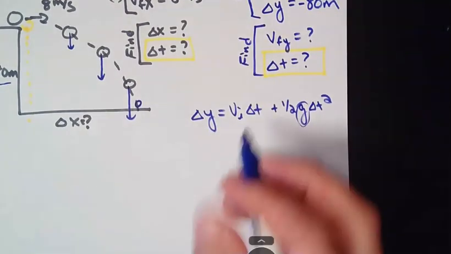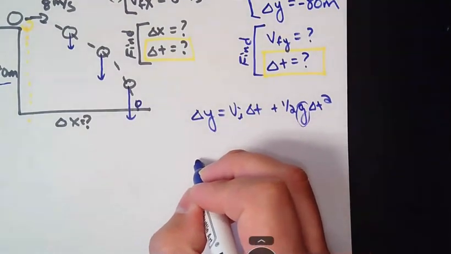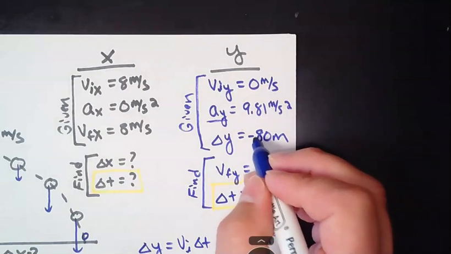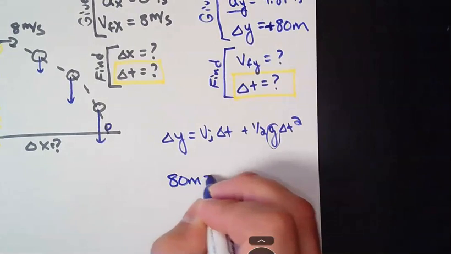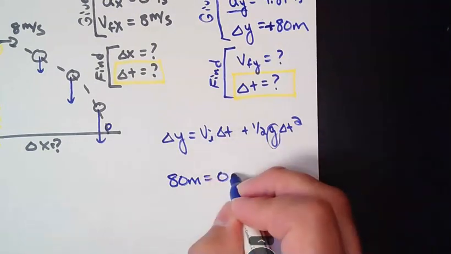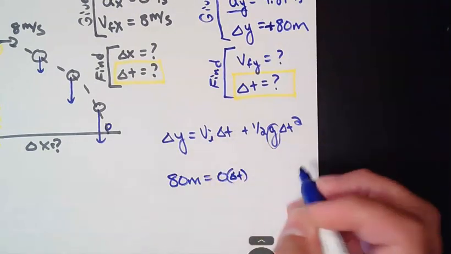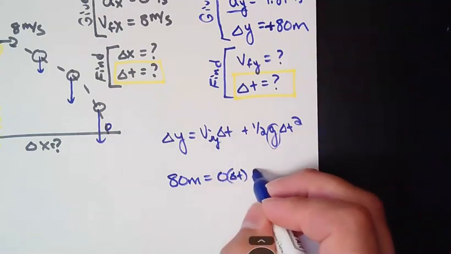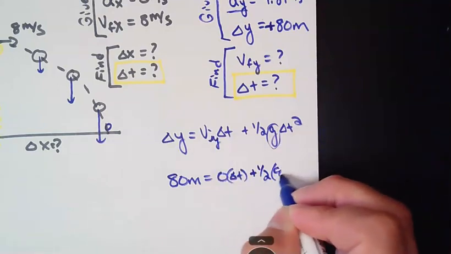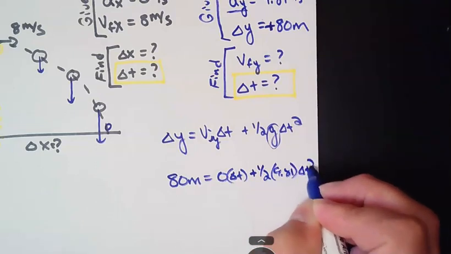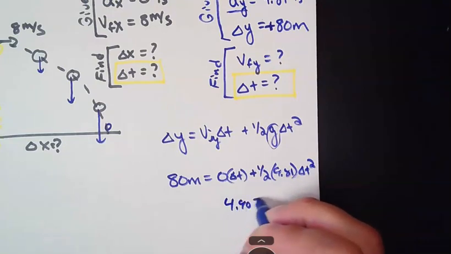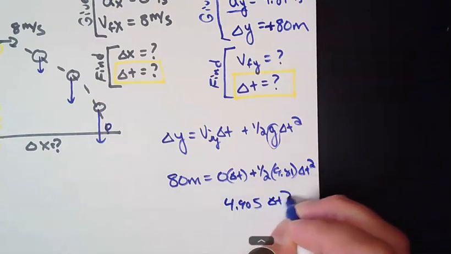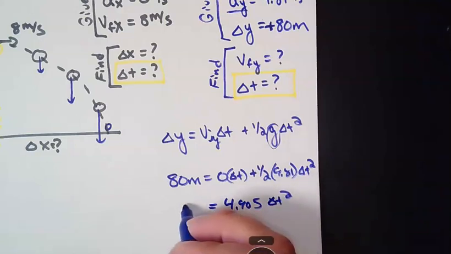So the next thing I'm going to do is start substituting things in. Oh, wait a minute. We want delta y here to be positive because we're letting down be positive. So it's going to be positive 80 meters equals 0. That's my initial velocity in the y direction, plus 1/2 times 9.81 times delta t squared. 1/2 times 9.81 is 4.905. Still got time squared. 0 times t is just 0. That's nice. And we still have 80 meters there.